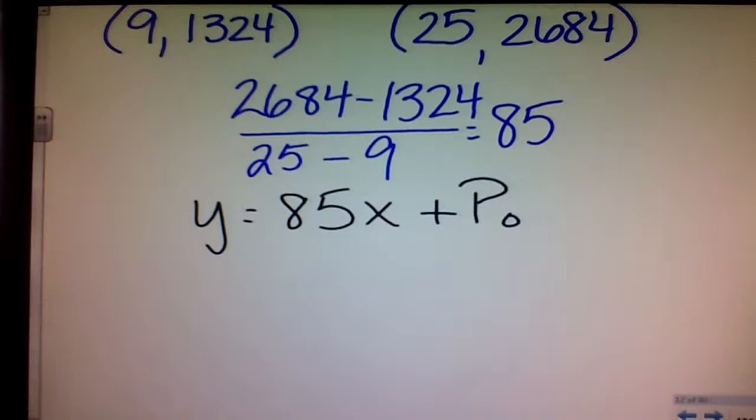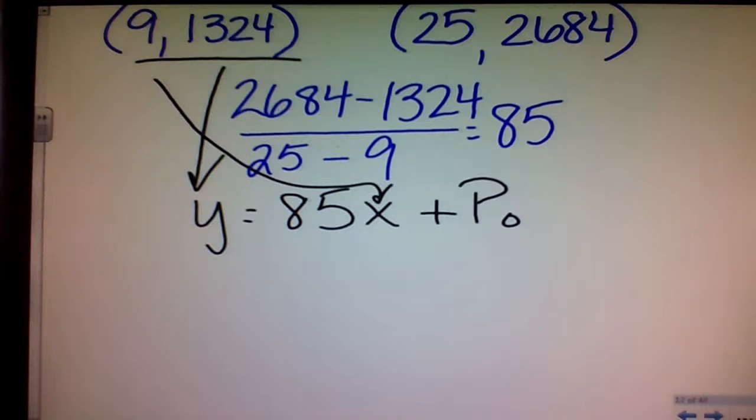That's too much. But the problem is if I give you like P sub 27 and P sub 85, you're not going to do that 27 times. Okay? So I can use either one of these points to solve for P sub 0. So I choose this one. You can choose the other one, it doesn't matter. So this is my y, this is my x.